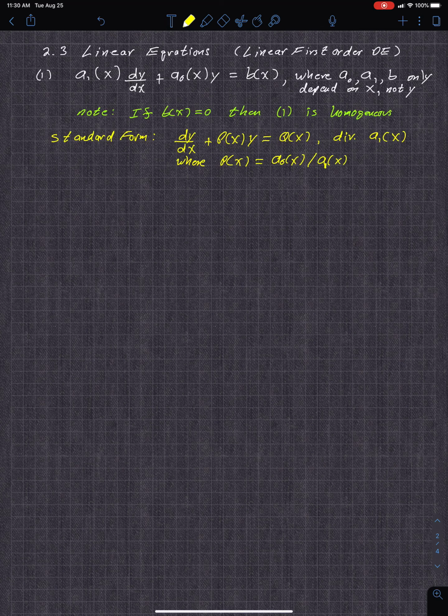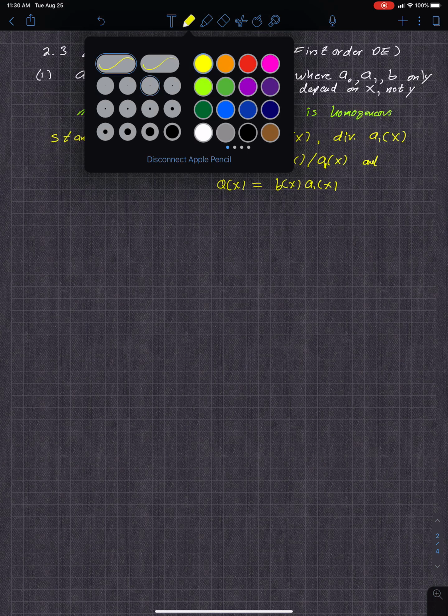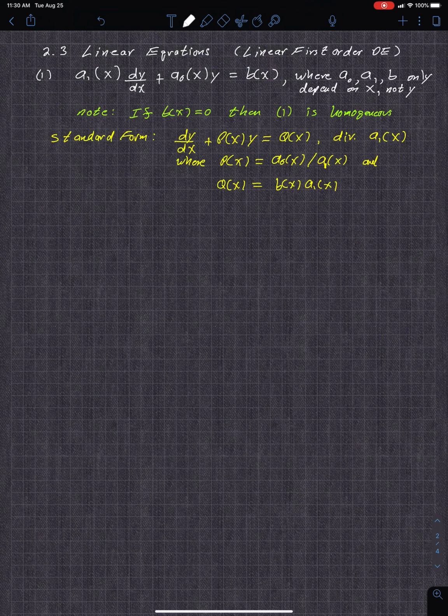And q of x would be b of x over a1 of x. So you're just dividing out by this term. If you have a factor there, you just divide out by it, and you get this standard form. So this is what we're going to be working with.